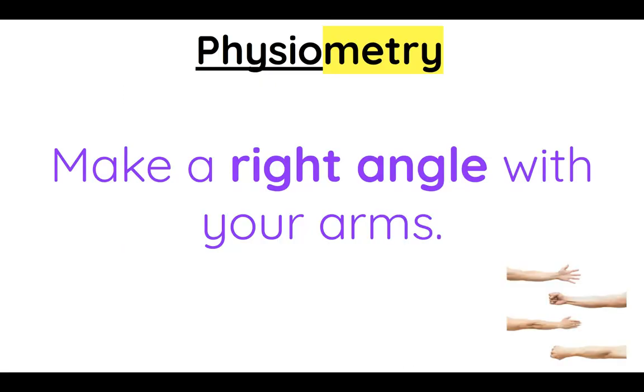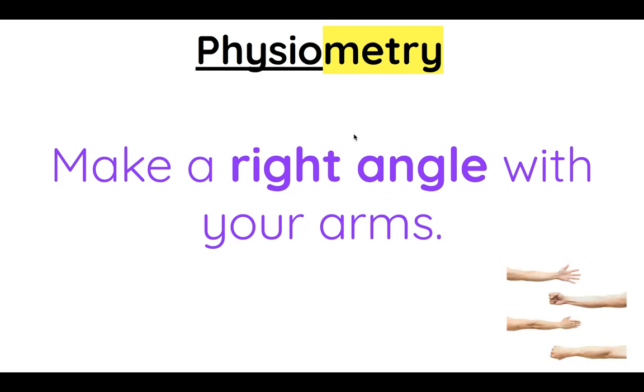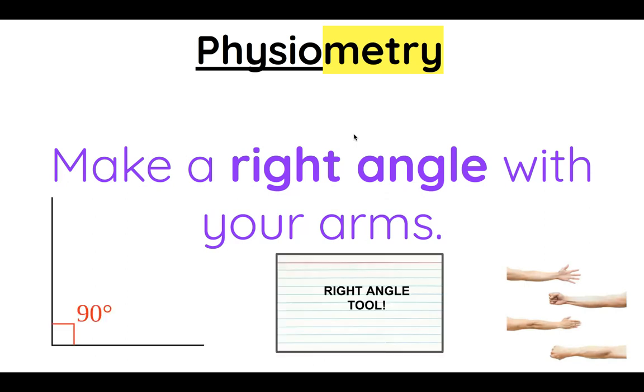Awesome, so now we're going to get our bodies moving a little bit. I want you to make a right angle with your arms, just like the angle you see here in this window. Make a right angle with your arms. Good. Here again, we have our right angle tool. You know it's a right angle if you're able to move that note card into the corner and it fits exactly with the vertical and the horizontal line, making a 90-degree angle.